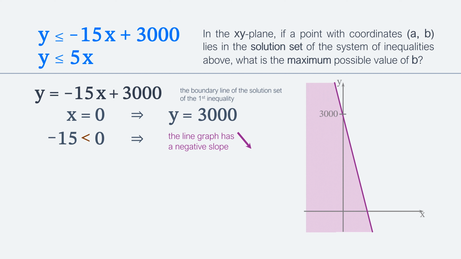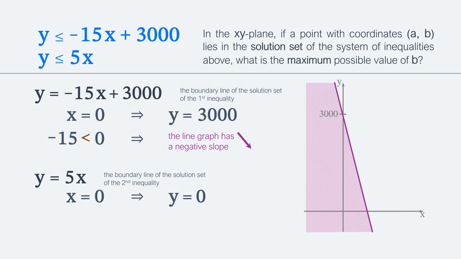Let's take the second inequality and draw the boundary line of its solution set. It's 5x, and this is a line graph as well. For this line graph, if x is equal to 0, then y is also equal to 0. So, the line passes through the origin.